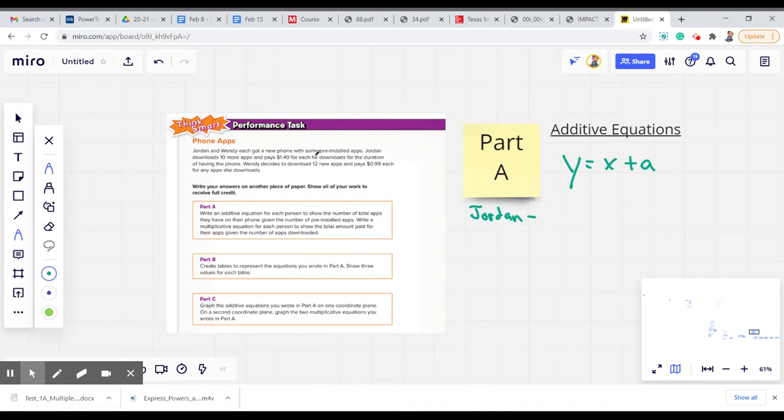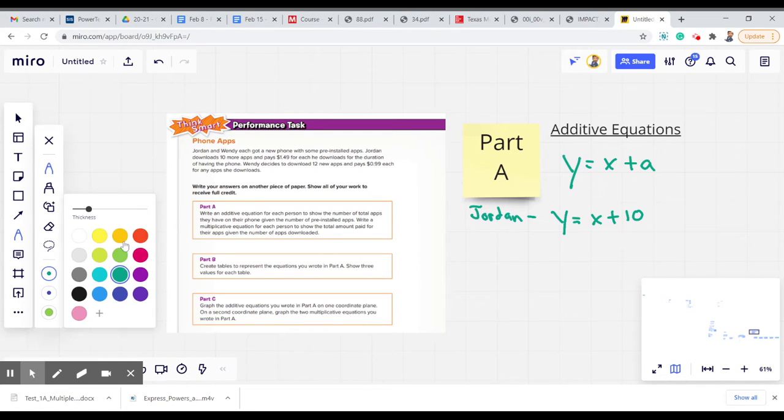Okay. It says Jordan downloads 10 more apps and pays $1.49 for each. Okay. So we're not worried about the cost. We're looking at that 10 more apps. So y is going to equal x plus what? X is going to be the number of apps pre-installed. Okay, and A is going to be the number of apps that he downloaded. Okay, so we know that he downloaded 10 more apps. So however many apps he has pre-installed, it's going to be plus 10. Okay, and so that was the equation for Jordan's additive equation.